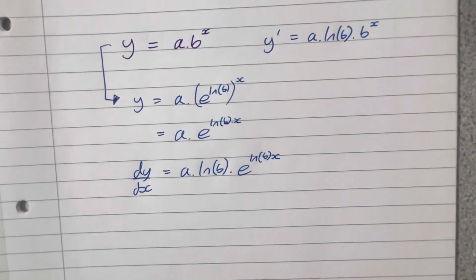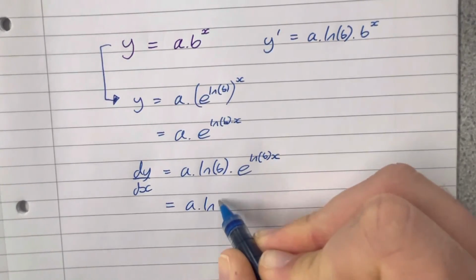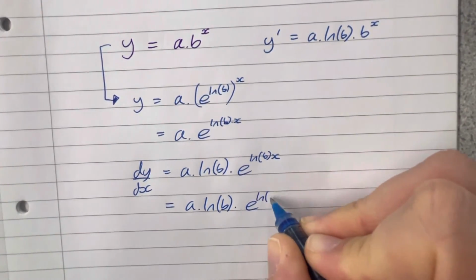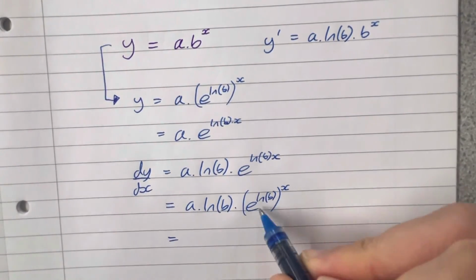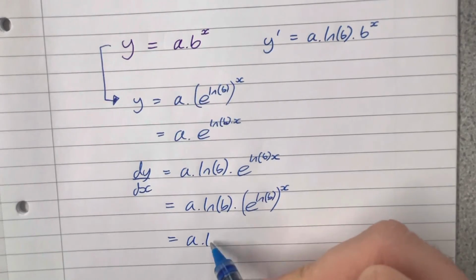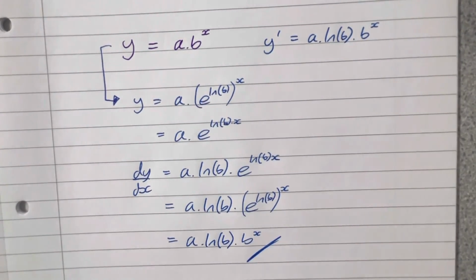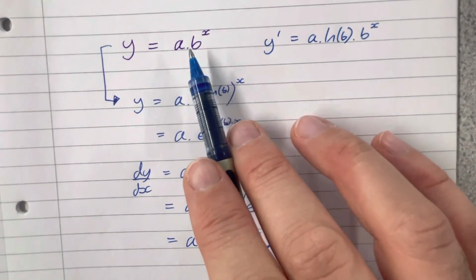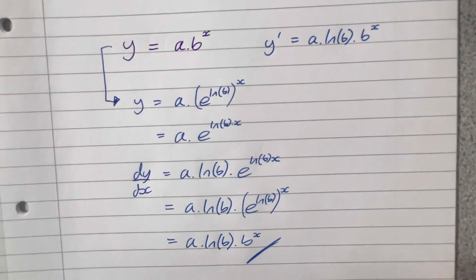And then we can reverse the process of e to the log b. a times log b is still there. So we're going to get e to the log b, to the power x. And we can see that's just the letter b. So it's a times log b times b to the x. And there we go. Okay, you don't need to know this, because you can just go straight from y to y prime. But that's justifying why that is true.